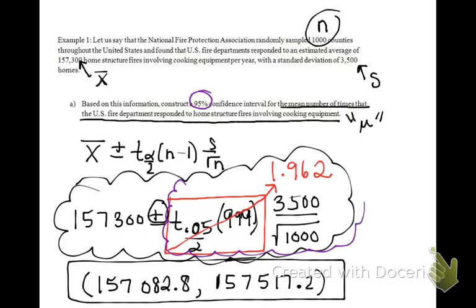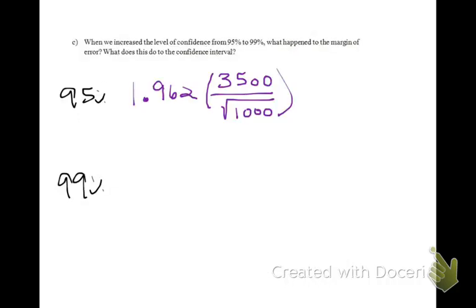So this entire portion represents the margin of error. The margin of error for the 95% confidence interval was 1.962 times 3,500 over the square root of n. Now we know that S stayed constant, and we know the sample size stayed constant. The only thing that changed was our t-value for the 99% confidence interval.